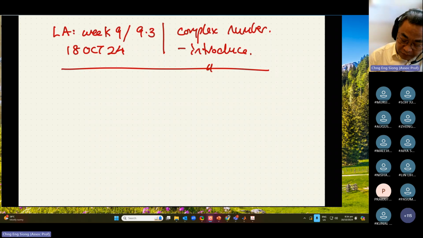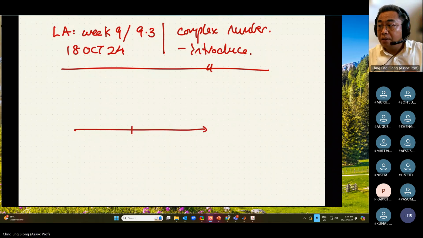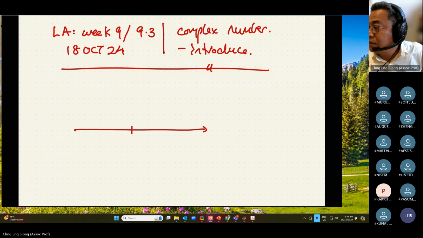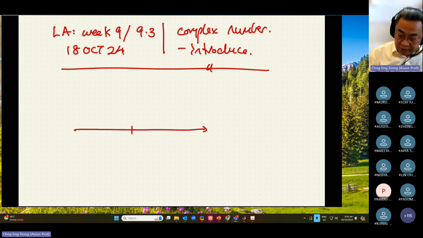Let's begin with the number line. Everybody seeing my screen? Can someone type, please? I'm recording. Yep. Anyone type something? Okay, great.